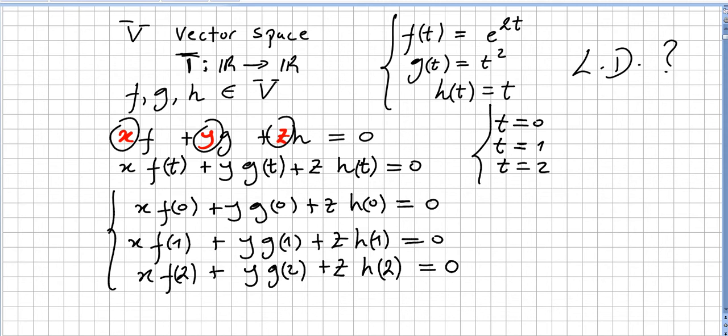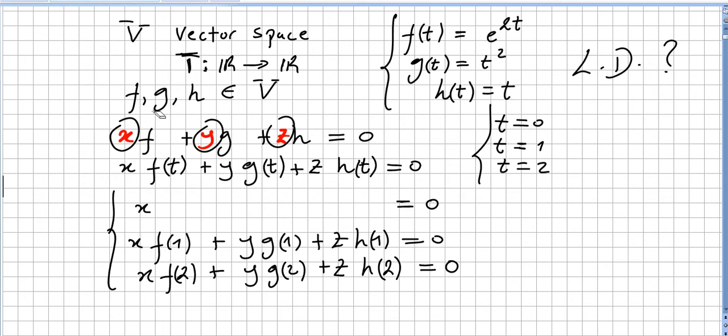Okay, so what is f? So f of 0 here, e to the power of 0, that will be 1, right? And g of 0 here will be 0, right? And h of 0 here will be also 0. Okay, so we can write it this way. So x should be 0.